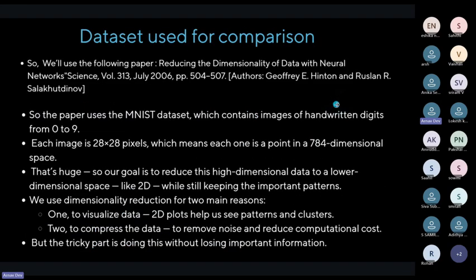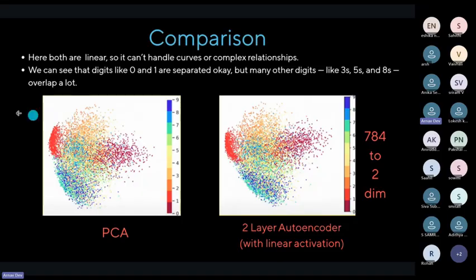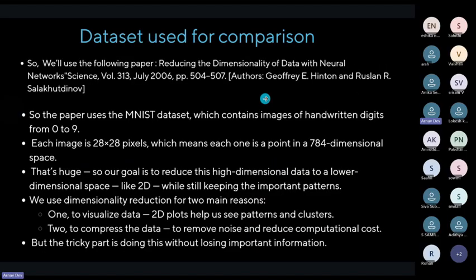Yeah, so let's move on to this part of the presentation. This is a comparison between PCA and autoencoders. We used a very popular paper for this. I'll go through the data set used here. First, we have the MNIST data set, which contains images of handwritten digits from 0 to 9, each 28 by 28 pixels, so every image can be thought of as a 784-dimensional vector.